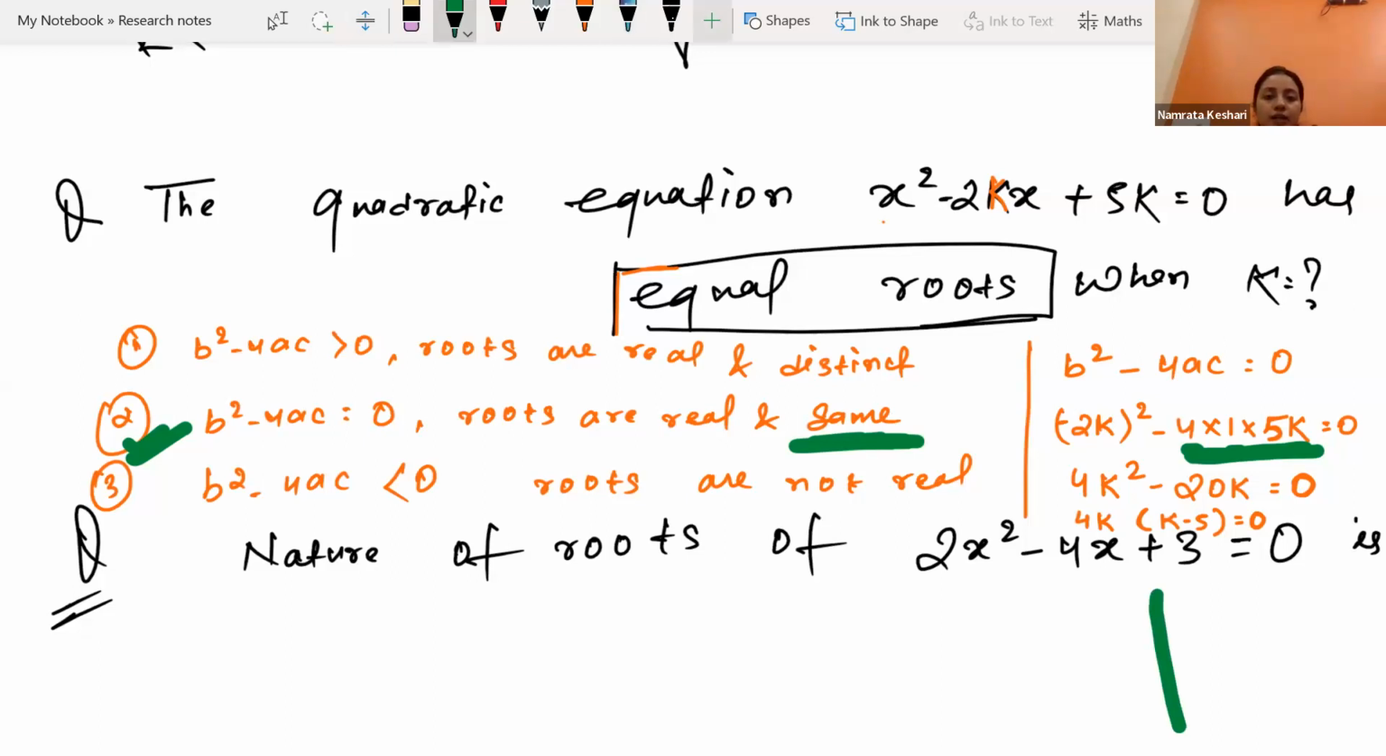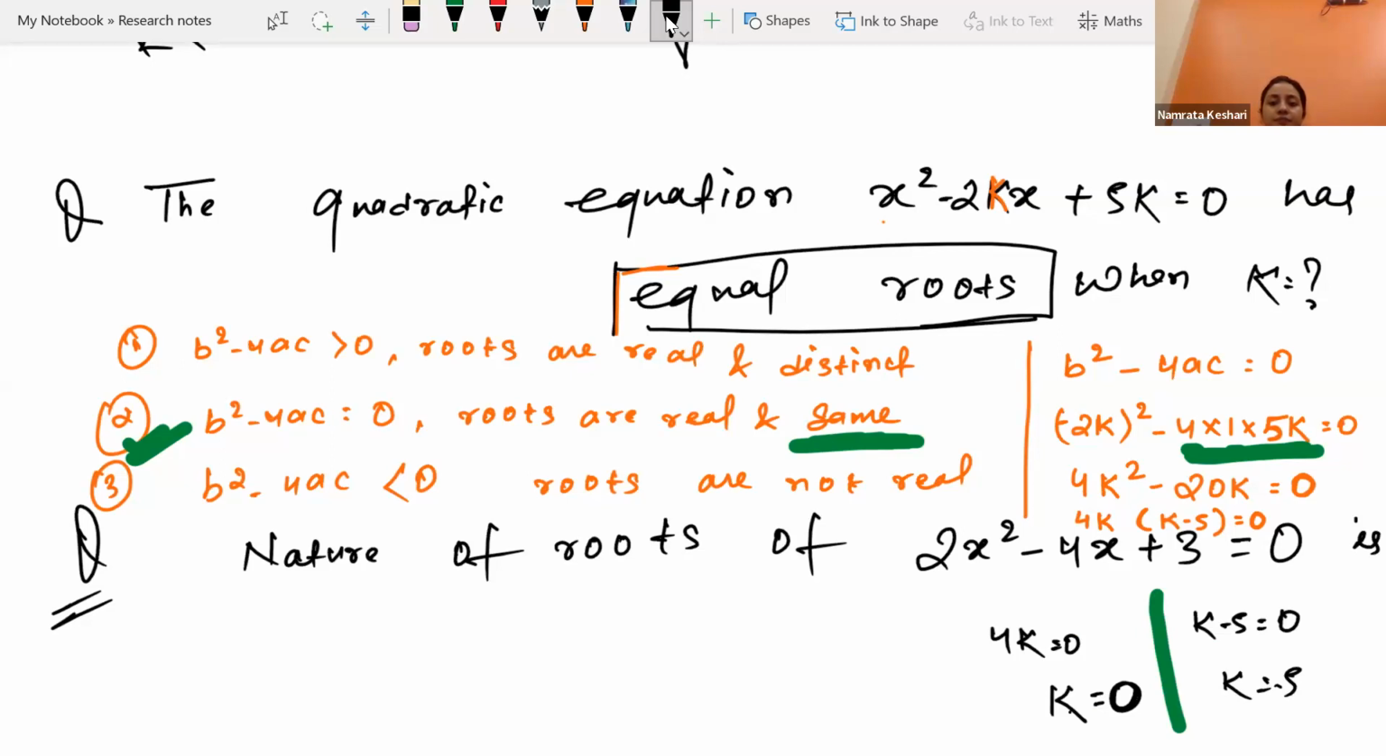Can you see that we are getting two cases from here, that 4k is 0 or k minus 5 is 0. From here we are getting one of the k values as completely 0, because 0 by 4 is 0, and here k is 5. So these are the two possible values of k. Are you getting it, everyone?